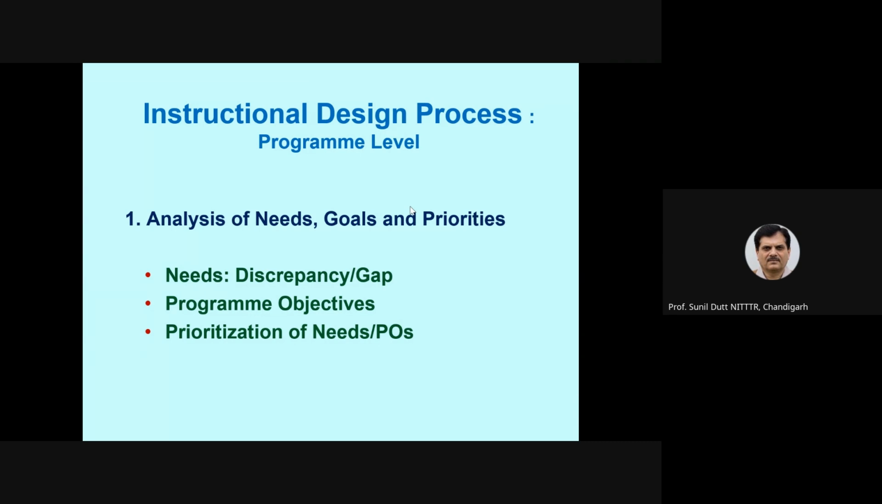So after the need analysis, the next step is to describe the major goals and objectives for the instructional system. And then the needs and goals will be prioritized. That is, which needs, which goals should be addressed immediately, and which ones can be taken up thereafter. This is the first activity required at the program level.